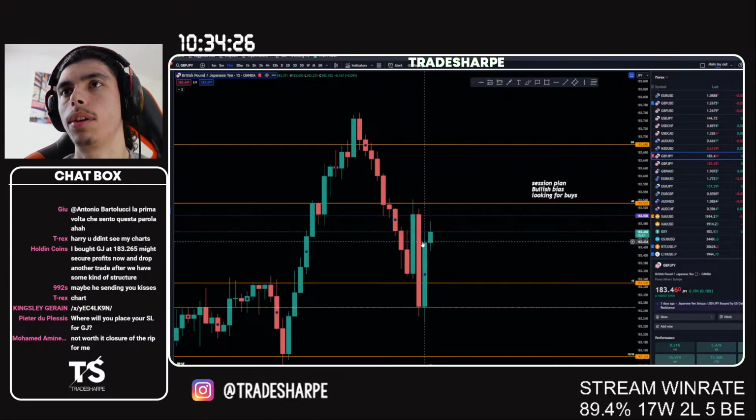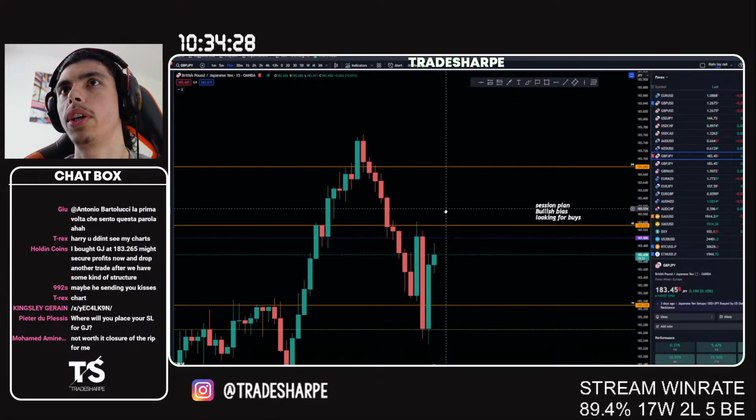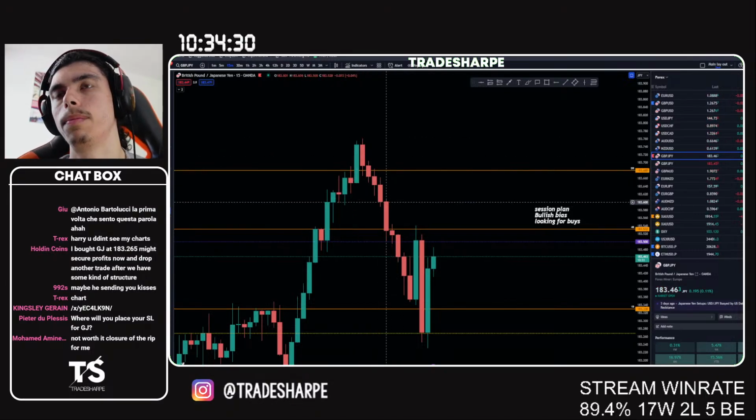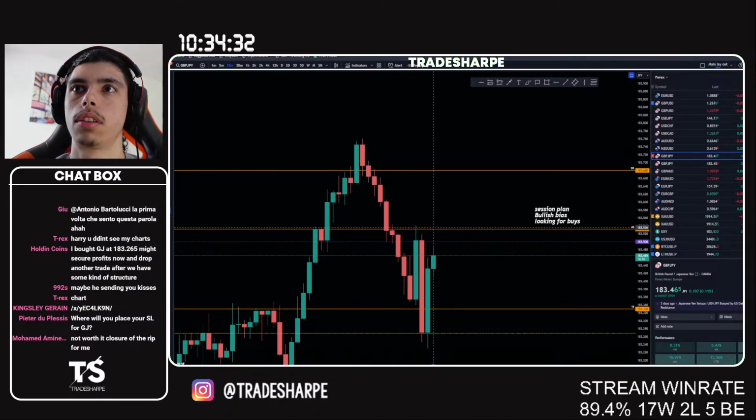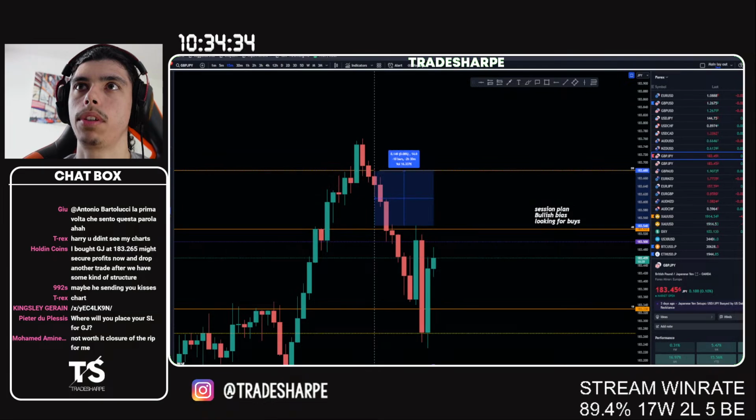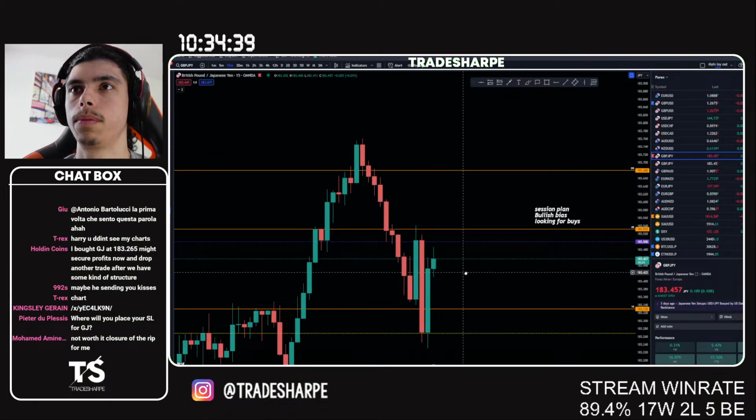Off the rip is not enough for me. That's why I want to wait for above, just to catch this range here. You know, try to get at least back up to here, 12, 13, 14 pips. Daily resistance and be done.